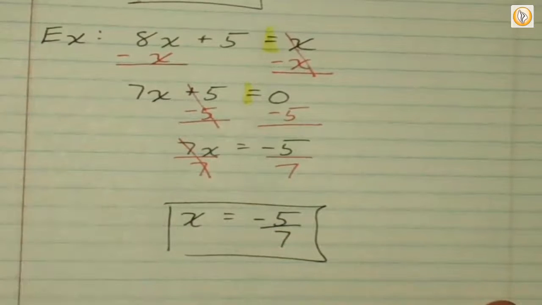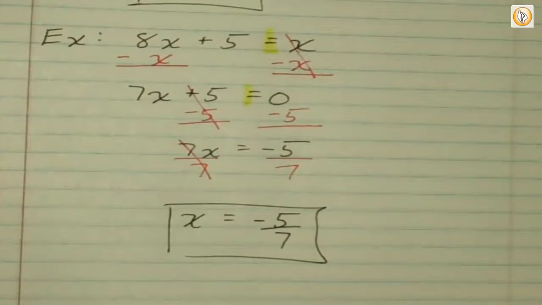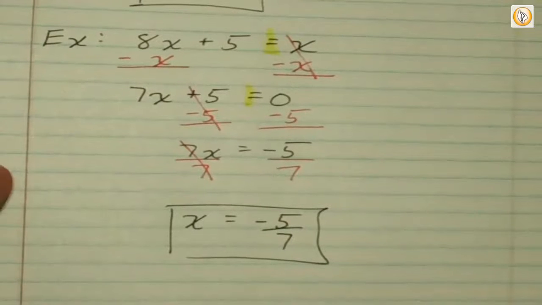Very good. Wait, so we can't put it into the decimal form? If you want to, by all means, but that's one extra step. Why don't you just leave it like that? Okay. Any questions?